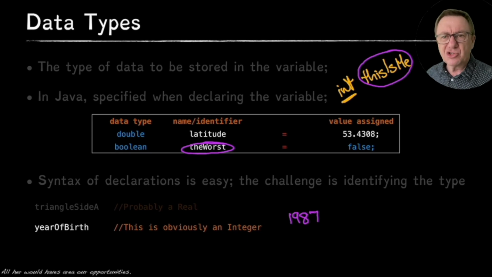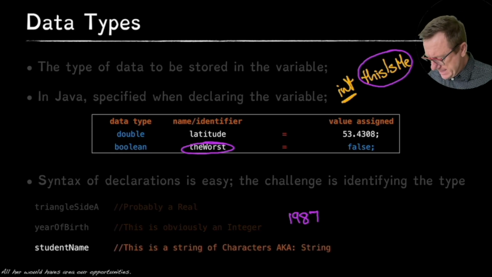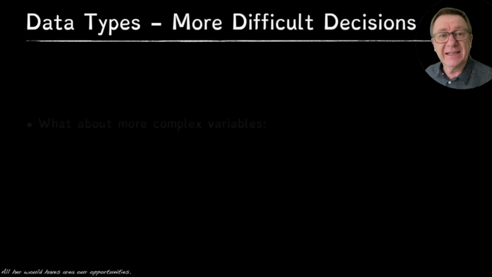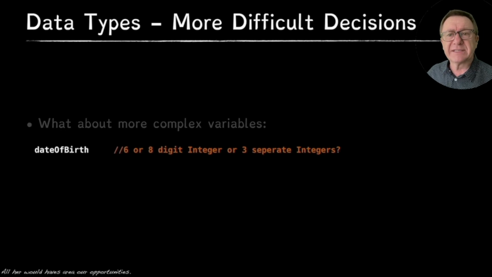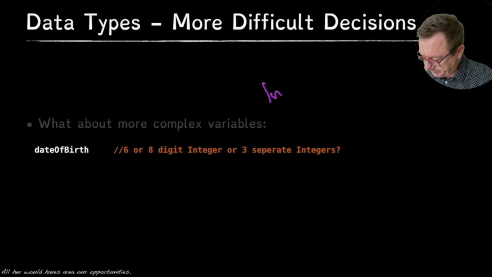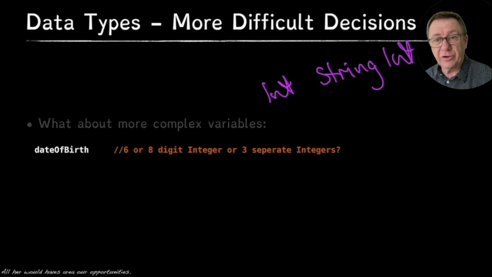Student name, string of characters. Again, straightforward. You're going, David, I thought you said it might be challenging. Let's have a look at some more complex ones. Date of birth. How do we store the date of birth? Think that one through. 6 or 8 digit integer? Or do we store it as 3 different integers? Or do we store it as integer, string, integer? I don't know. Something you have to think through.